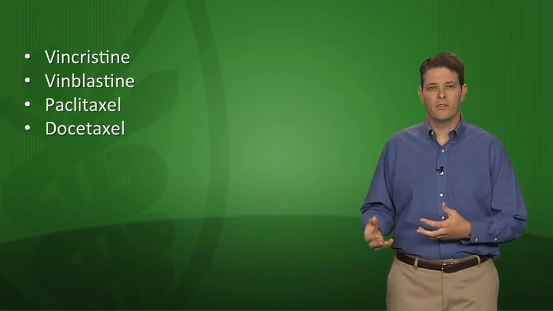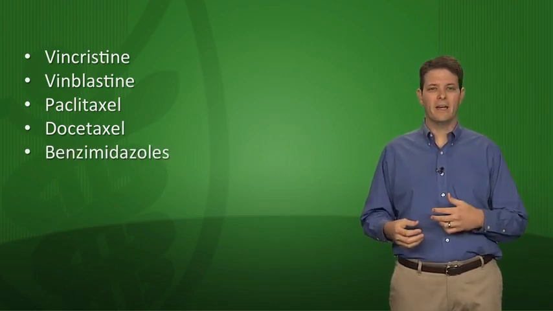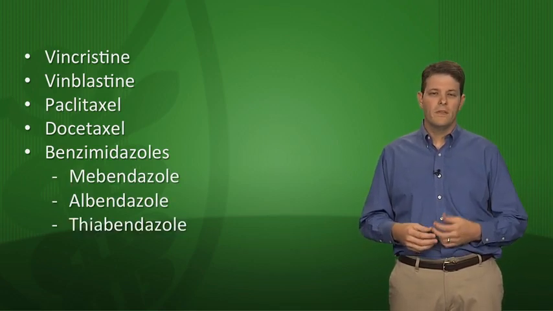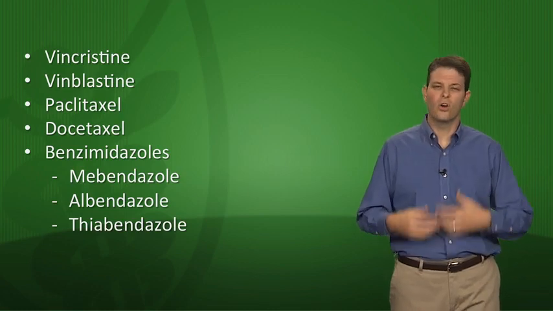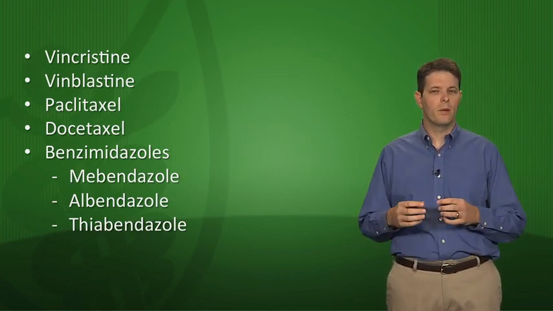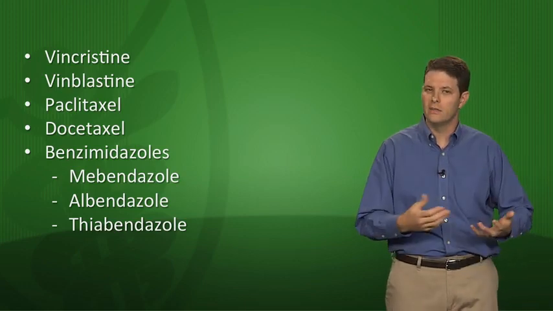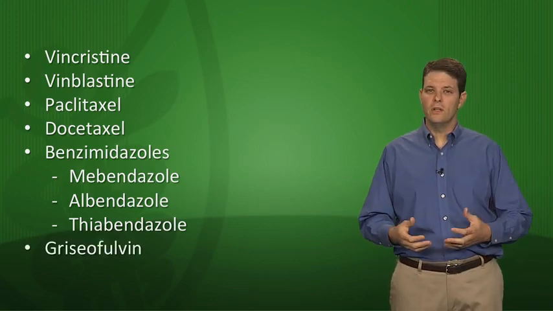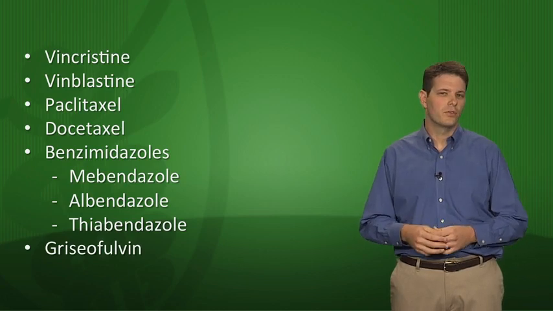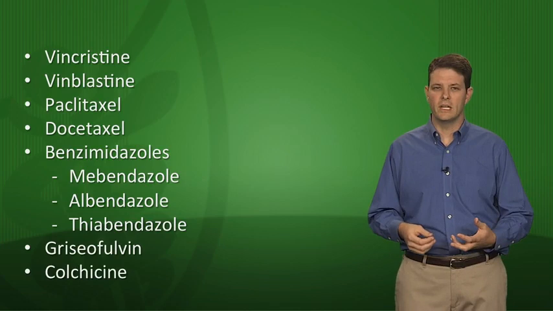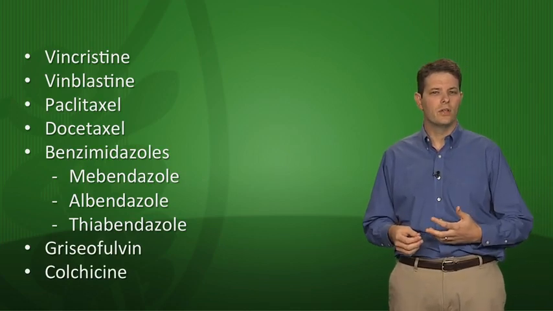Then, other than cancer drugs, there are benzimidazoles, which are antihelminthic drugs like mebendazole, albendazole, thiabendazole. These are all used for certain worm infections, hookworm, tapeworms, that kind of thing. You can remember that worms are bendy, so you're going to use mebendazole and albendazole to kill them. Griseofulvin is an antifungal drug that works on microtubules. It's used for ringworm and nail fungus mostly. There's also colchicine, which is an anti-inflammatory drug used to treat gout.